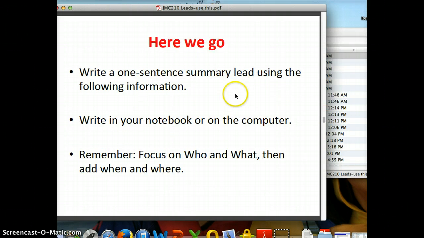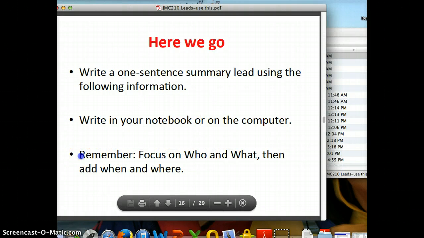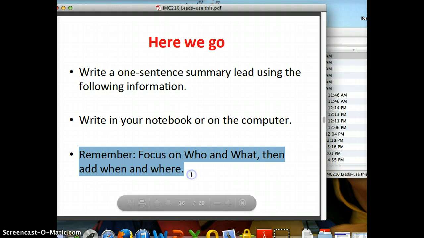What I want you to do is use the following information and write a one-sentence summary lead. One sentence. Write it down. Go ahead and read the stuff. Turn off the recording for a minute. Hit stop. And then write your lead and then read the rest. Focus on who and what, not when and where.